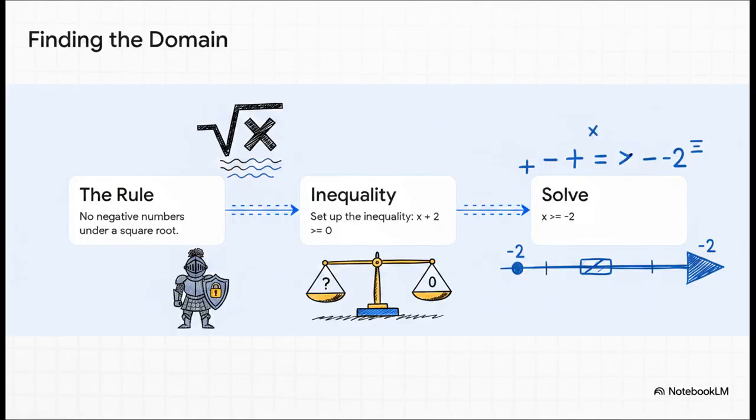Here is how we calculate that list algebraically. Let's take the radical function f of x equals the square root of x plus 2. The ironclad rule here? Absolutely no negative numbers under a square root. To find our safe numbers, we literally just set up an inequality based on that exact rule. X plus 2 must be greater than or equal to 0. Solve that, and we get x is greater than or equal to negative 2. Boom, that's our domain. Our safe numbers start at negative 2 and go up from there.